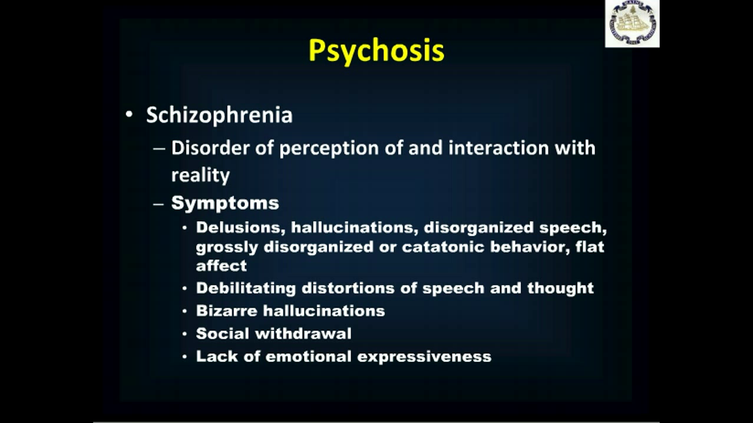Okay, now let's talk about folks who are really disturbed, and we're going to talk about schizophrenia, which is a disorder of the perception of an interaction with reality. So people perceive reality as different than everyone else and interact with it in very odd ways. So the symptoms include delusions, which are beliefs about things that aren't true, hallucinations, which are seeing or hearing things, usually hearing things in schizophrenia that other people don't, very disorganized speech, and bizarre behaviors.